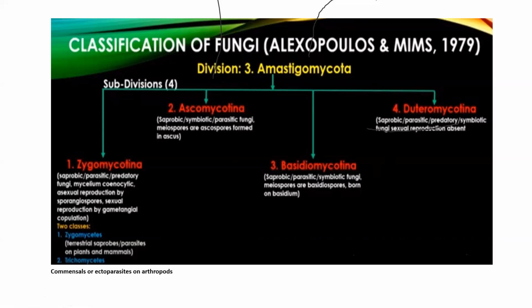The fungi belonging to this subdivision reproduce only through asexual means. They are mostly saprophytic. They can be parasitic. Most of the plant pathogens belong to Deuteromycotina. So they can lead a saprophytic, parasitic, predatory, or symbiotic life. The fungi belonging to this subdivision do not show any sexual reproduction.